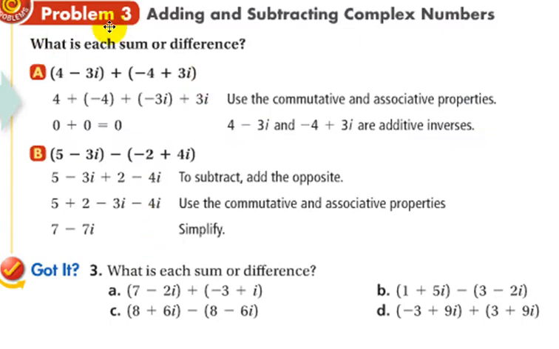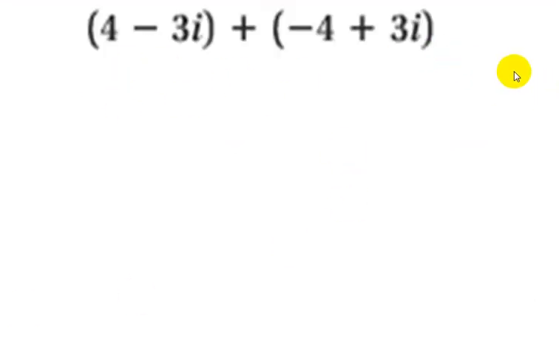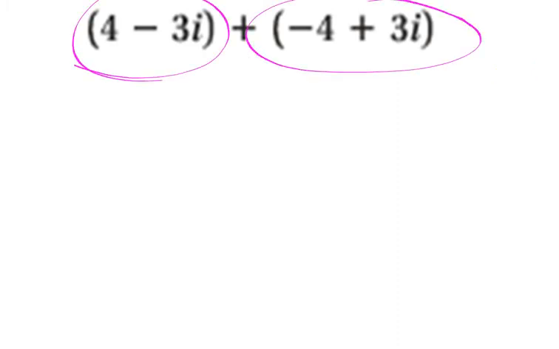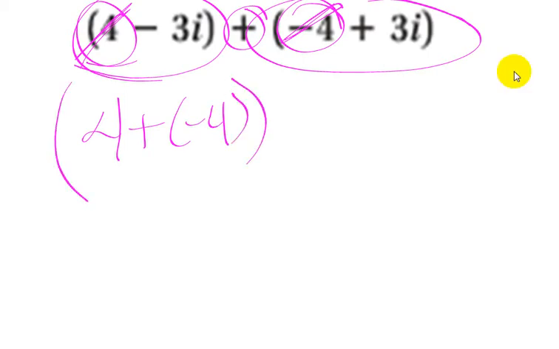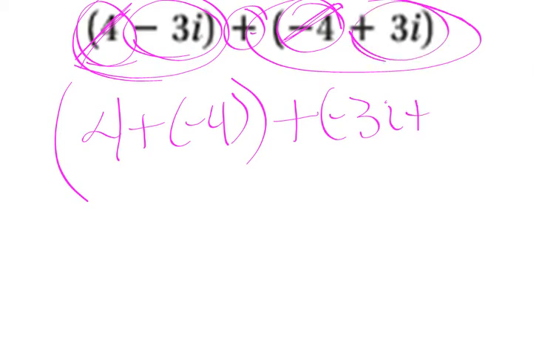So let's look at our first example here. To add this, we've got two complex numbers, 4 minus 3i and plus -4 plus 3i. So when we add these, we've got to combine our real parts. So 4, it's a plus, so it's adding, -4. So we've got those two out of the way, 4 plus -4. There's my real part. And now let's do our imaginary parts. So plus -3i plus +3i.